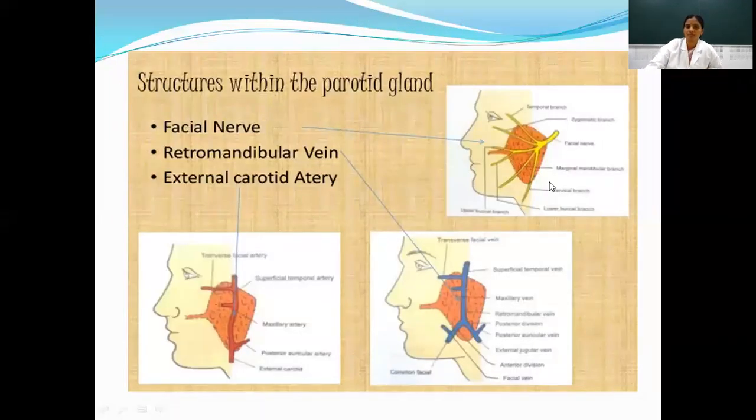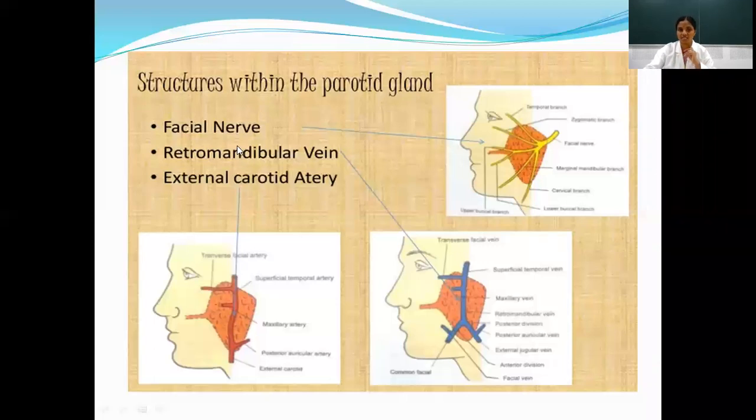Now, these are the structures. It is very important. So, structures within the parotid gland. The three important structures present within the gland. You have to draw the diagram. It may be a single diagram or three different diagrams, but you have to show all these three structures. The relation between these three structures is also very, very important.